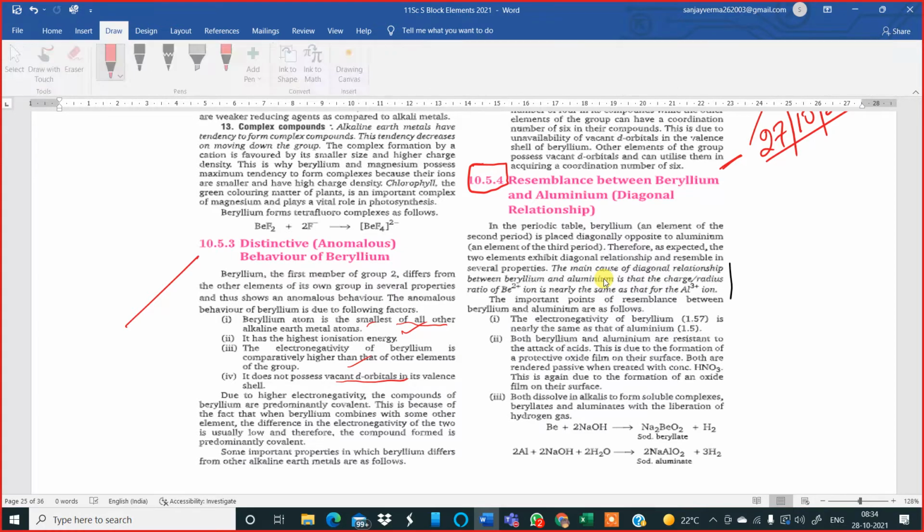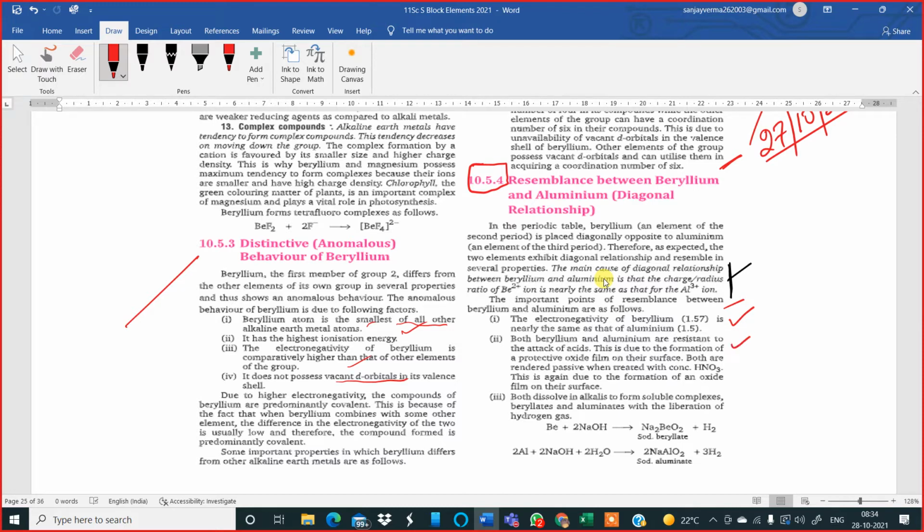Now here you can underline this sentence. The main cause of a diagonal relationship between beryllium and aluminum is that the charge by radius ratio of beryllium ion is nearly the same as that for the aluminum ion. Okay, so now the important points of resemblance between beryllium and aluminum are given over here point wise for comparative study. Number one, the electronegativity of beryllium is 1.57 on the Pauling scale. It is nearly the same as that of aluminum, 1.5.